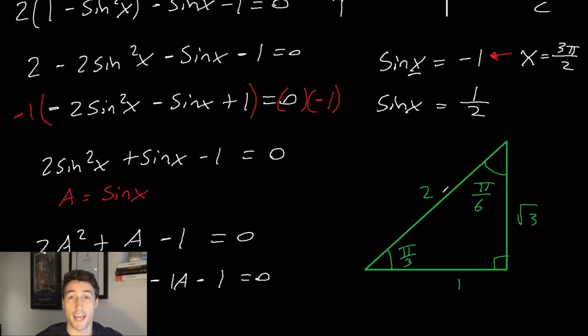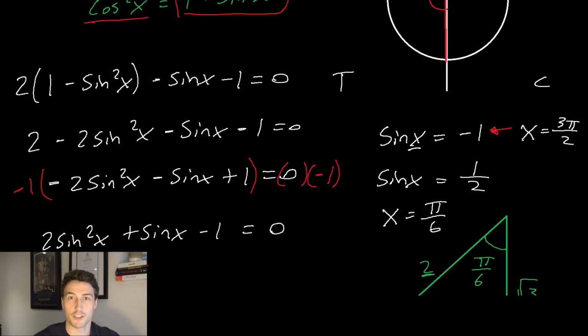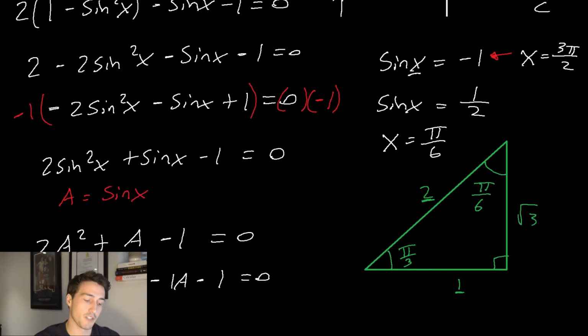Now we need to figure out an angle where sine of that angle is equal to 1 over 2. If we look at our special triangles, we have to use the unit circle, our CAST rules, as well as special triangles to solve these equations. Sine is opposite over hypotenuse. So for pi over 6, the opposite is 1 and the hypotenuse is 2. So we know that x is equal to pi over 6, because from our special triangles that gives us a value of 1 over 2. Now unfortunately we can't just stop there. That is a solution, but there is one more.